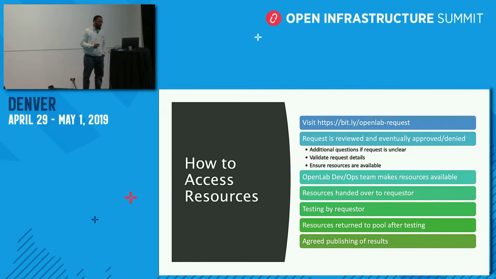We make sure that resources are available. We hand them over to the people or organization that requests the resources. After you're done with your testing, you return the resources back to the pool essentially. And then we have to make sure we publish the results however we agreed that the results would be published. For example, a project that's using CI/CD via OpenLab, they're simply saying, hey, we have a lot of pull requests, so we pull reports every single month or however for that particular project to publish some results of how they're using OpenLab.